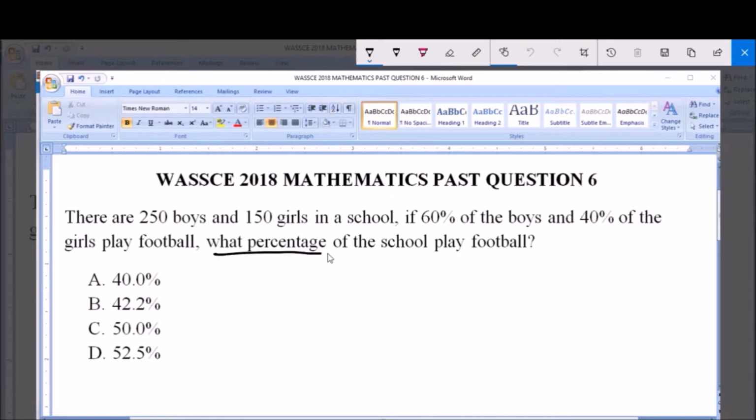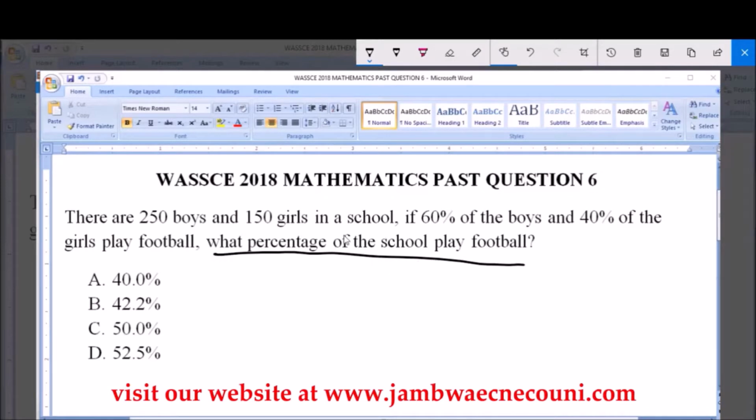That is, including what percentage of the girls and boys. We are adding the percentage of the girls that play football and the boys that play football, but we can't add it directly. So for us to do this, we have to get the number of boys that play football, also get the number of girls that play football, add them together, and then evaluate the percentage of the school that plays football.